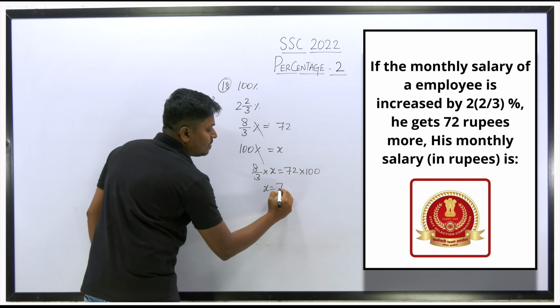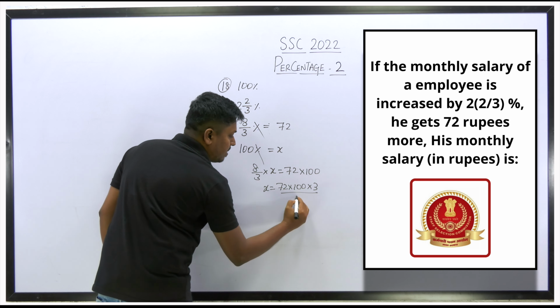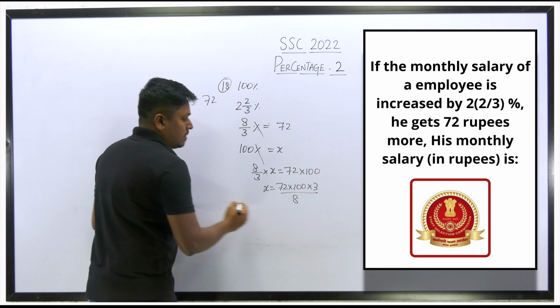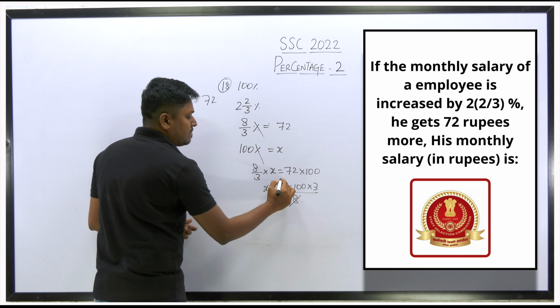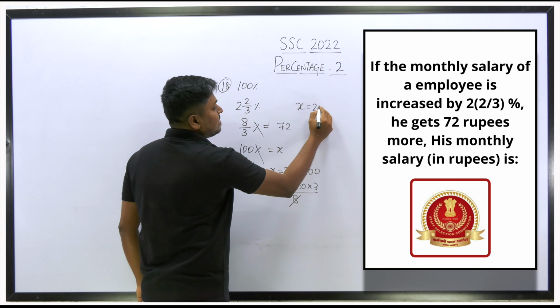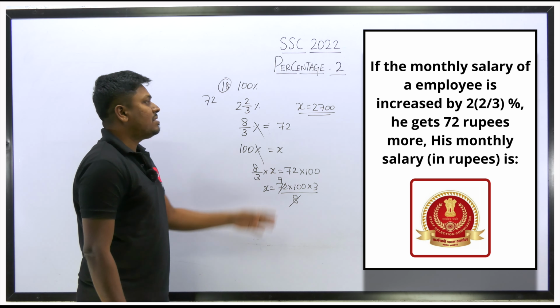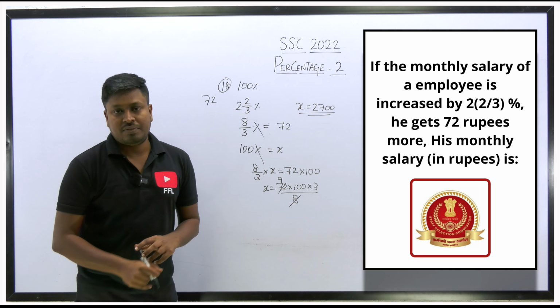So X is equal to 72 into 100 into 3, divided by 8. We can cancel this: 9 8s are 72, so 9 3s are 27. So X is equal to 2700. So 2700 will be the monthly salary of the person.